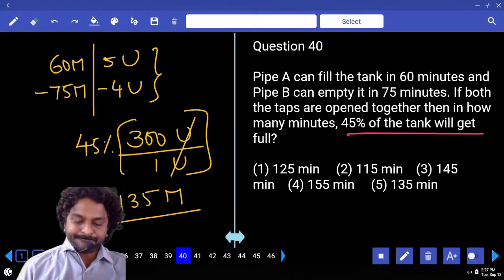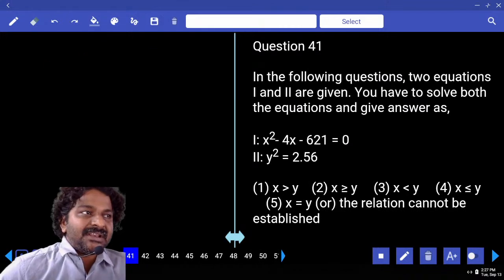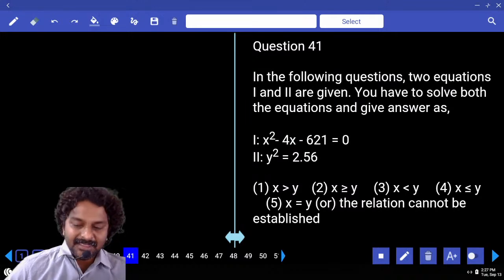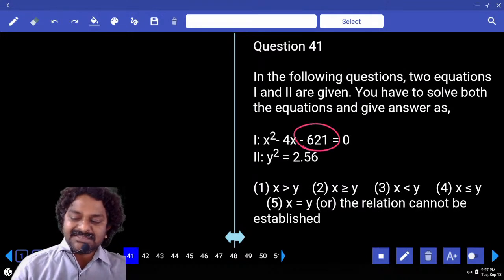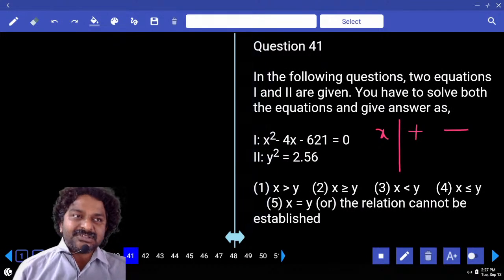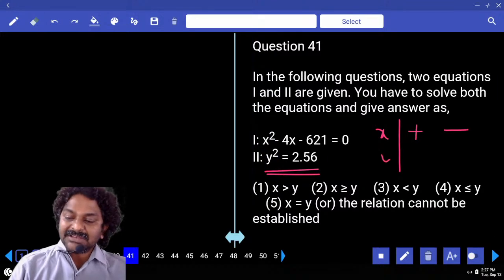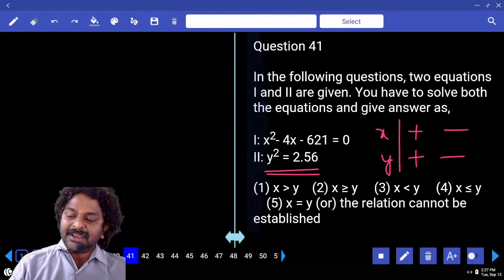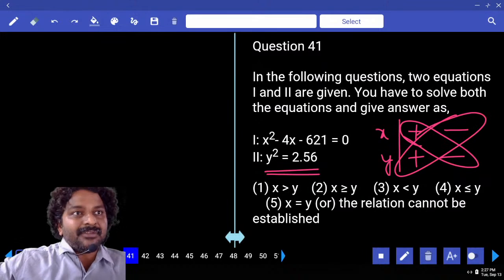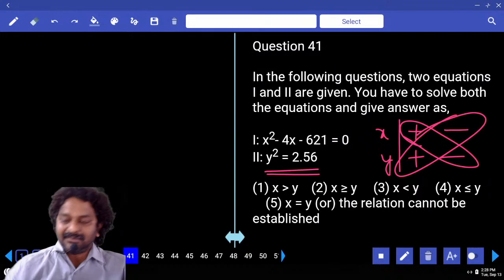Following. Is it a free question? Yes. Because C value is negative here, for X, what factors you get? Positive and negative. Y square is equal to something we have. That means for Y also you will get positive, negative. X greater than Y condition, X less than Y condition. Both we will get. So answer, relation cannot be established. It's a free question. You don't have to solve.